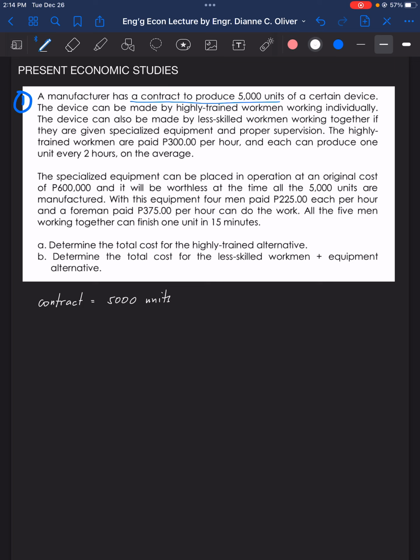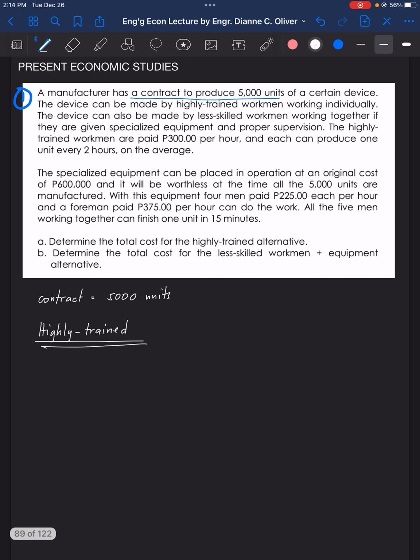So first one is the highly trained alternative. So for the highly trained alternative, how many hours will they work? Because they are paid 300 pesos per hour. So we will need to know how many hours they will be working. So time to manufacture.